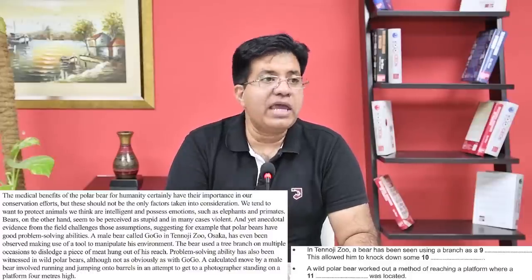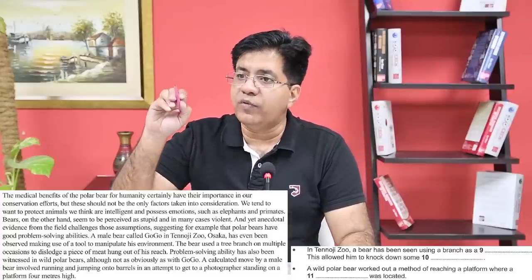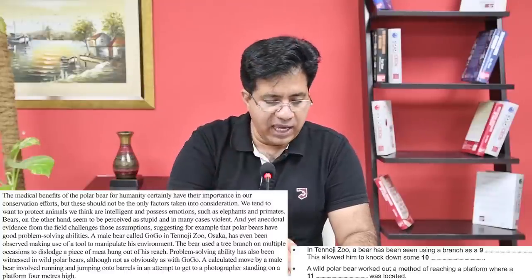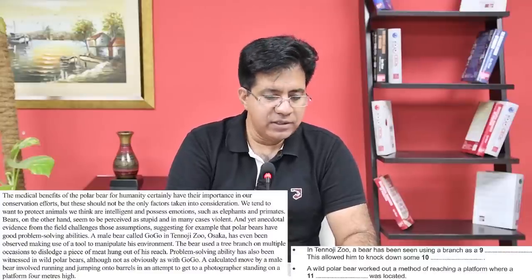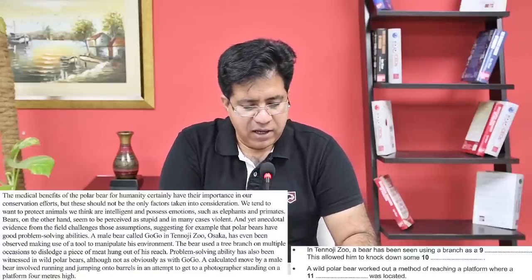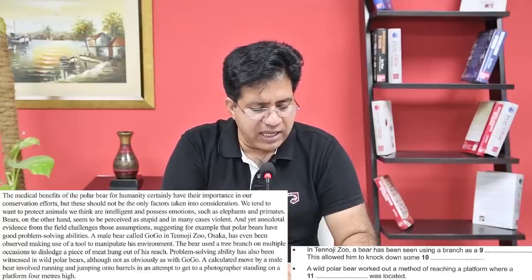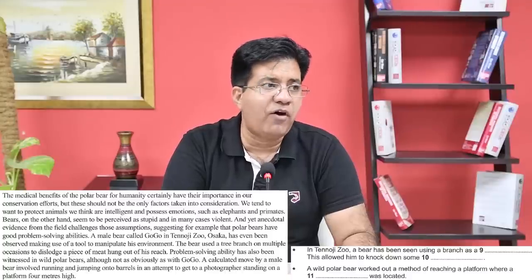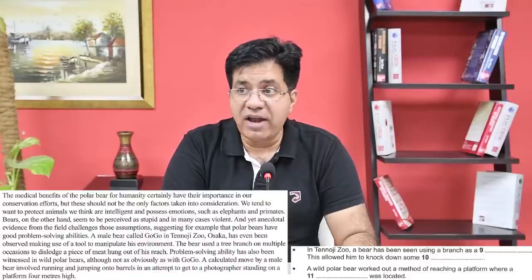So I'm reading it. Whenever you find the clue word, look here, important point. Whenever you find the clue word, read that line from the last full stop. So where is the last full stop? I'm reading it from there. Same paragraph, third last line. A calculated move by a male bear involved running and jumping onto barrels in an attempt to get to a photographer standing on a platform. So that platform was for the photographer.